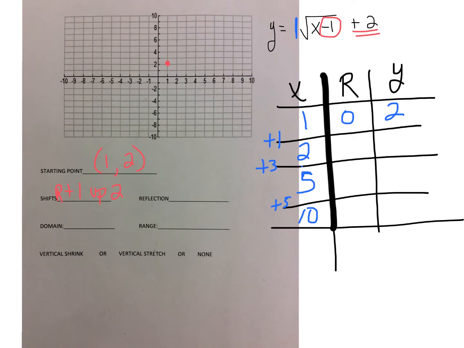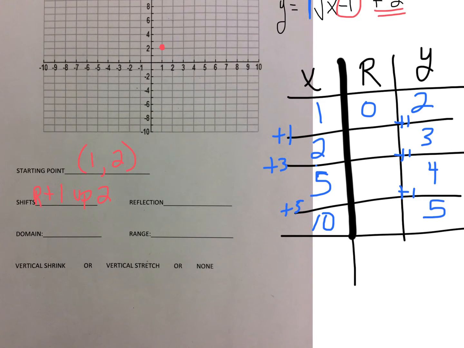Then from here, let's go for the y values. Again, I'm just going to add 1 every single time. So plus 1 is 3, plus 1 is 4, plus 1 is 5. Okay, so there are our points. So we're going to graph as many of these as we can.